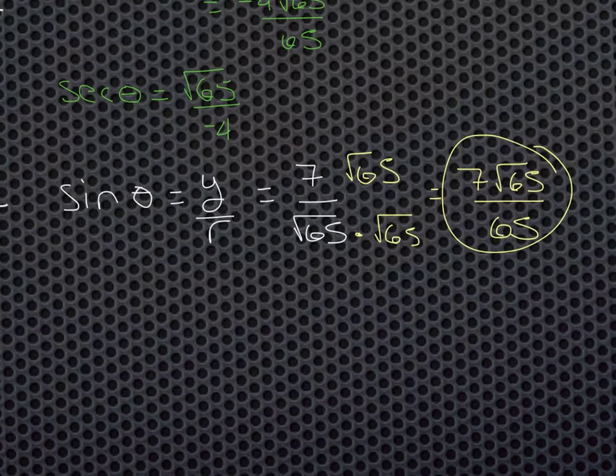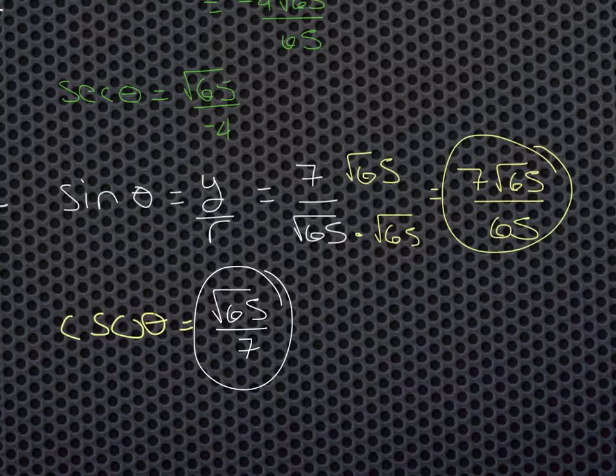What's the reciprocal of sine? Cosecant. So we're going to do cosecant of theta. That says cosecant, by the way. So that's r over y, or I could just flip this over. 7 over root 65, and I don't have to rationalize anything. So root 65 over 7.